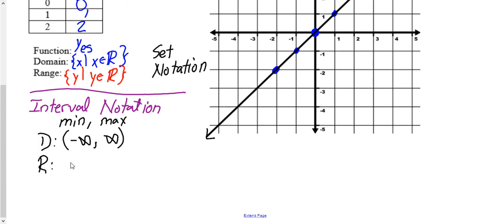For my range, I'm going to ask myself the same question. How low, how high did this graph go? Well, the lowest we went was negative infinity. The highest we went is positive infinity. And again, I'm going to use rounded brackets to denote that we do not include infinity in our answer. This is our very first example.